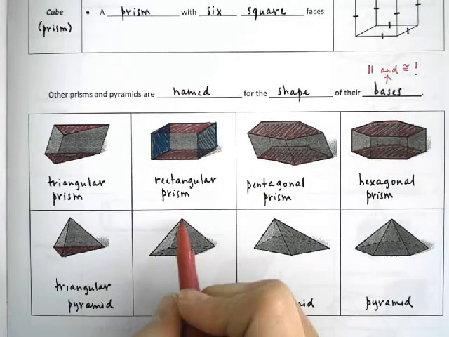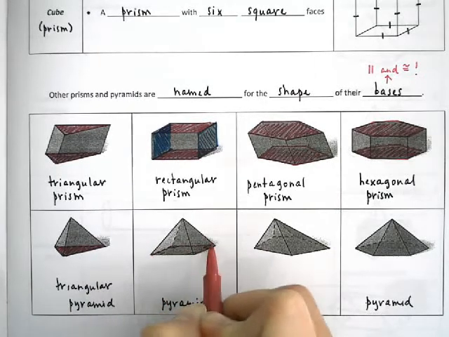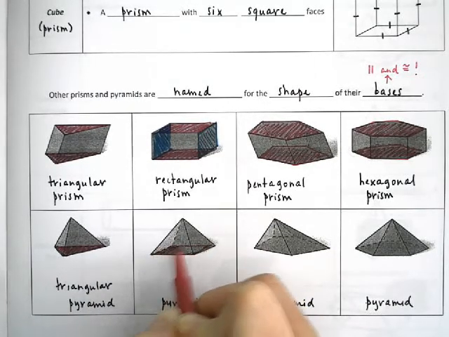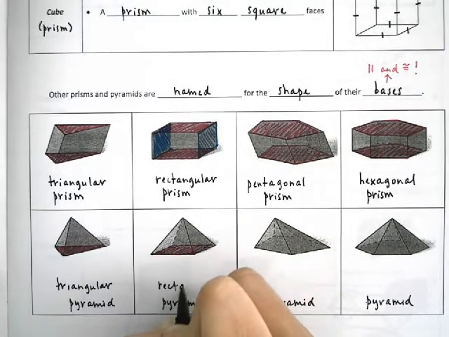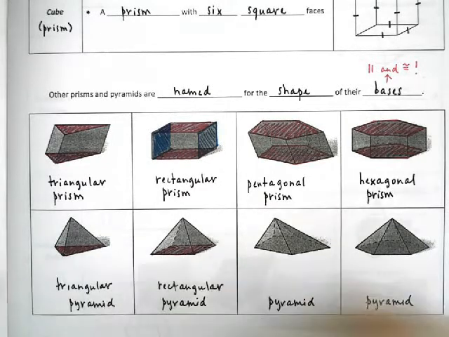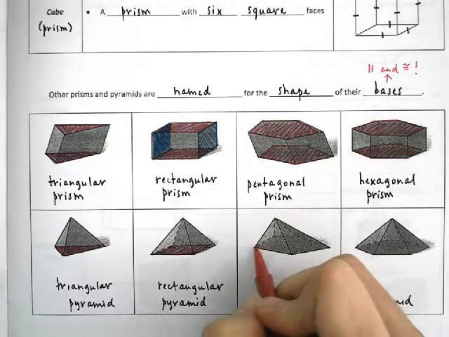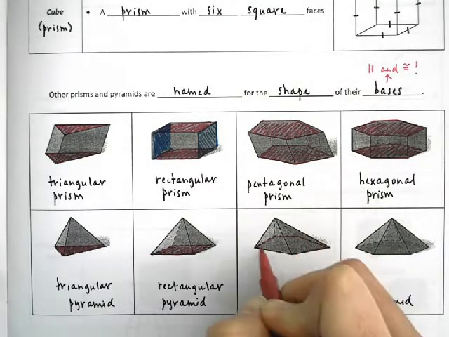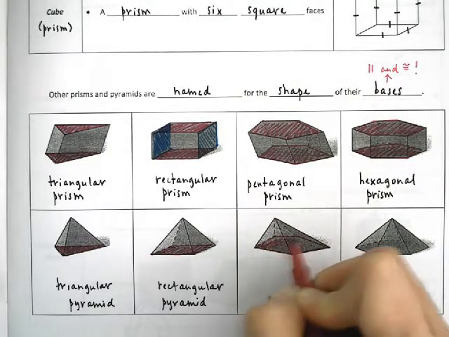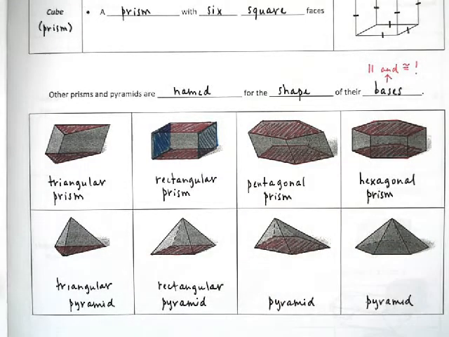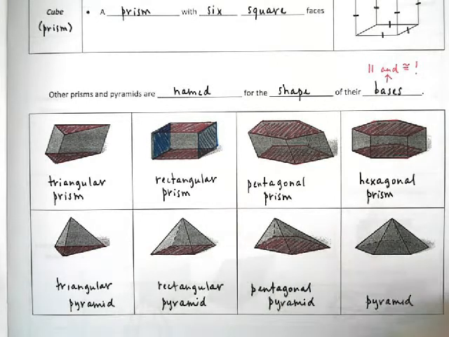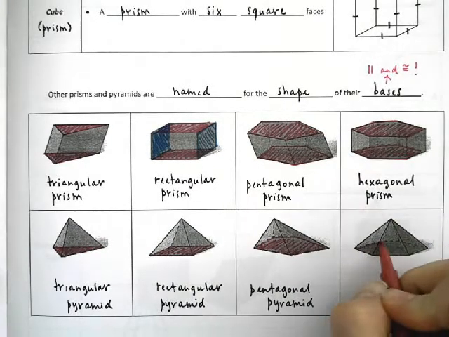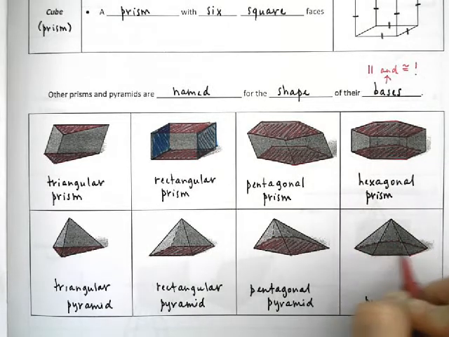Okay, going down the line, right? Here's my vertex. Opposite that vertex, I have 4 right angles here. So I know I have a rectangle. So I'm going to have a rectangular pyramid. Next one, I have 1, 2, 3, 4, 5. Yep, this is again my pentagon. So pentagonal pyramid. And then last but not least, here is our hexagonal base. So we're going to have a hexagonal pyramid.